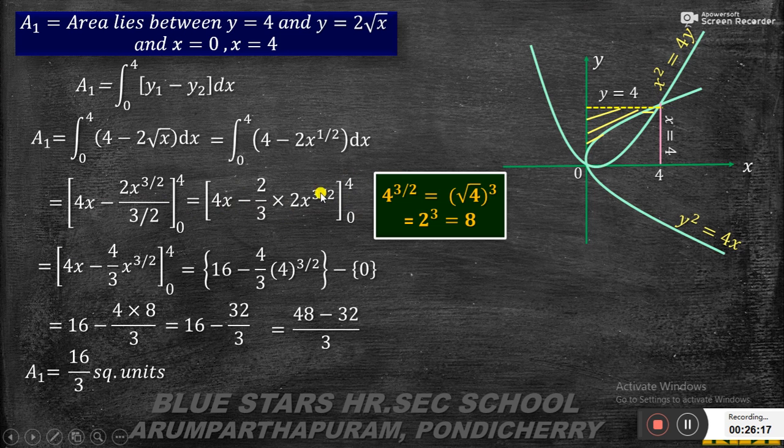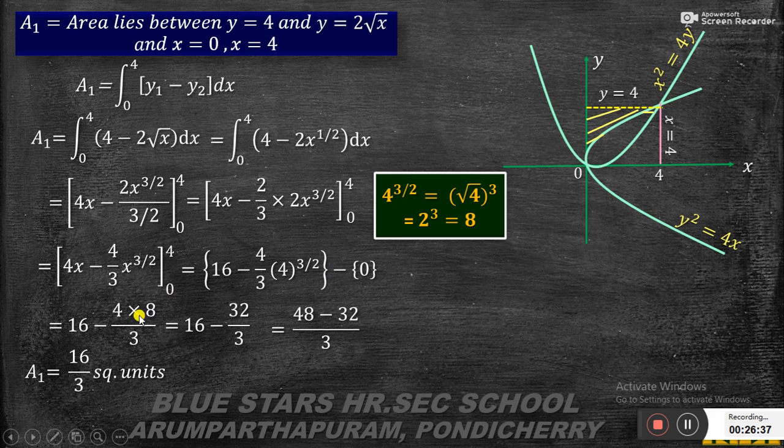So in the next step we apply the upper limit 4. That means 4x minus, 2 2s are 4, 4 by 3 into x power 3 by 2, so this is 0 to 4. In the next step, 4 into 4, 16. 16 minus 4 by 3, 4 power 3 by 2. So minus lower limit 0.